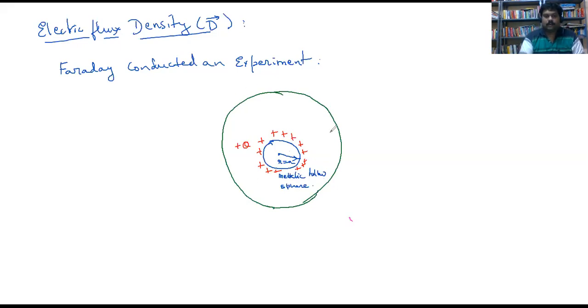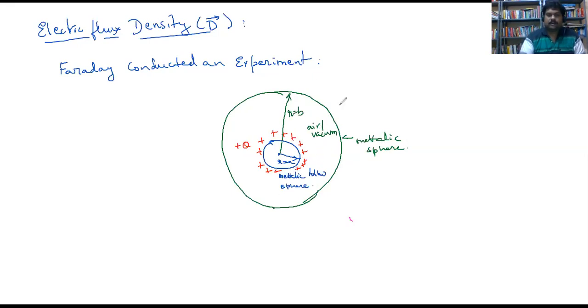Okay, he put one more metallic sphere. Now, there is no medium here, so you can say air or vacuum in between this hollow sphere and another hollow sphere. Let us say the radius of the outer sphere is r equal to b. So he made this configuration like this.